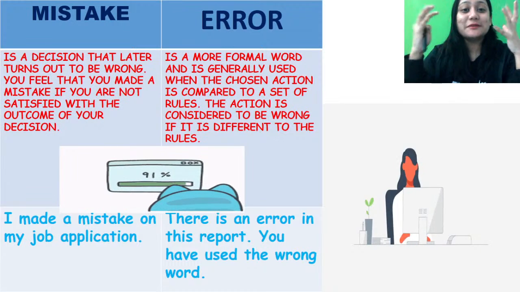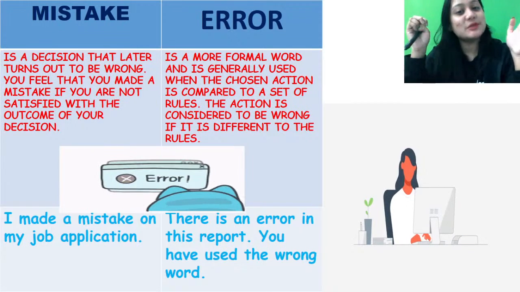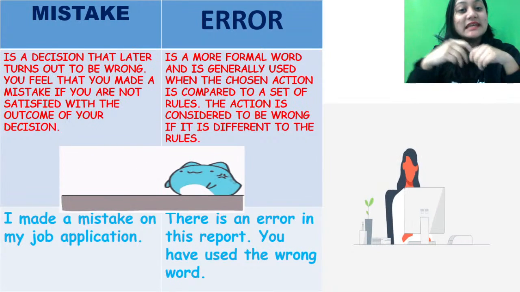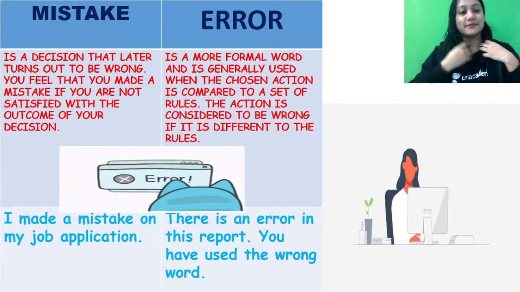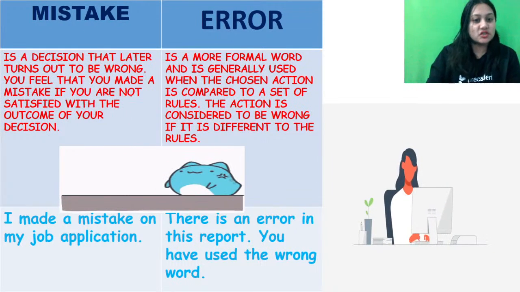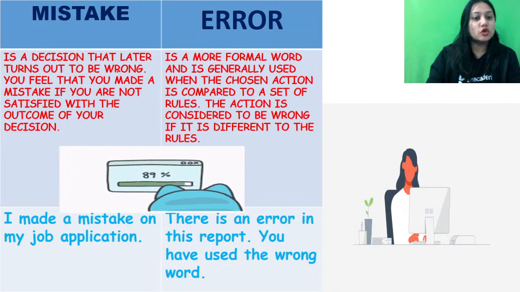Next is the difference between these two terms, mistake and error. Yes, guys, you heard me right. There is a difference between these two terms, mistake and error. Now, let me tell you what the difference is. A mistake is a decision that later turns out to be wrong.